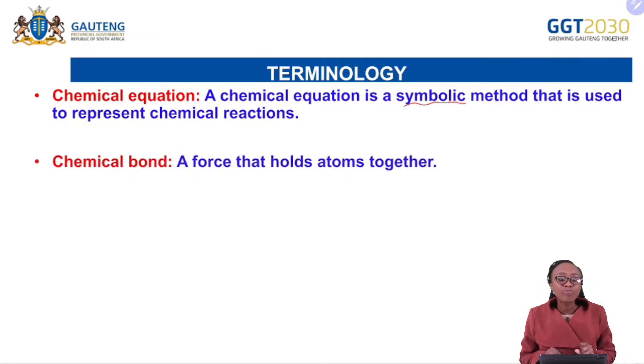What is a chemical bond? We defined a chemical bond in our previous lesson, but it doesn't hurt to redefine it again. A chemical bond is a force that holds atoms together, be it in a diatomic molecule or in a molecule of a compound. That force that is holding the atoms together and keeping them from coming apart is called a chemical bond.